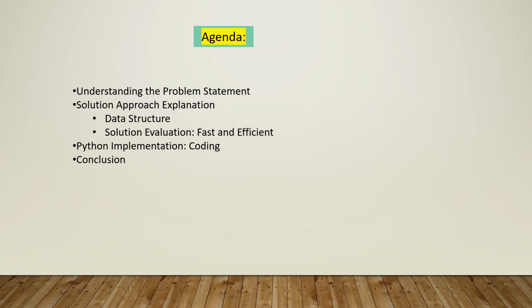Python implementation coding. Now we will get into the fun part, writing the code. We will actually write out the solution using Python code so you can see how it works in action. Conclusion. Finally, we wrap things up. We will summarize what we have learned and talk about final thoughts we have about the problem and our solution.